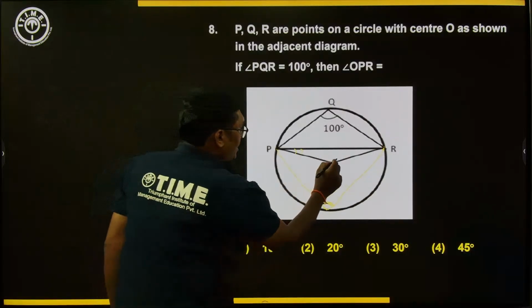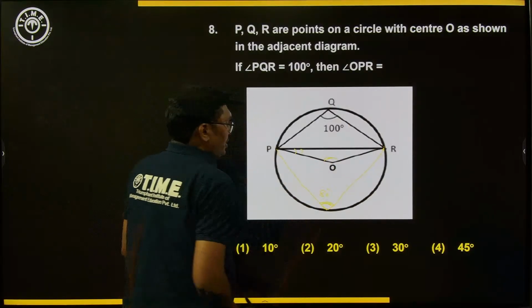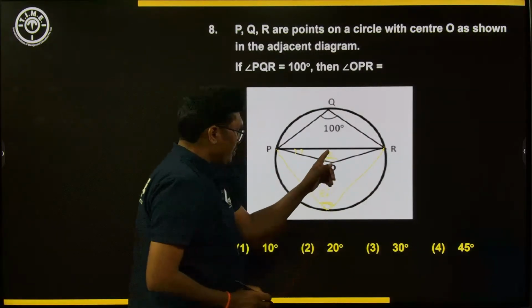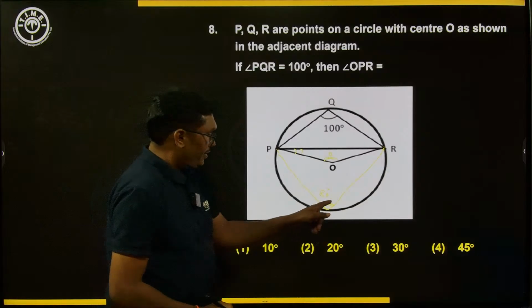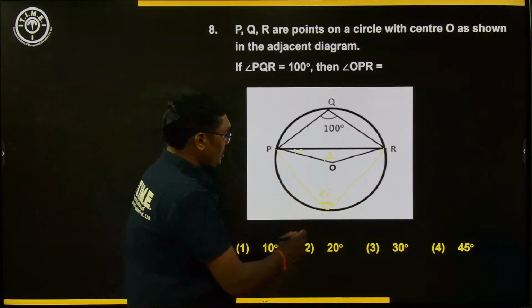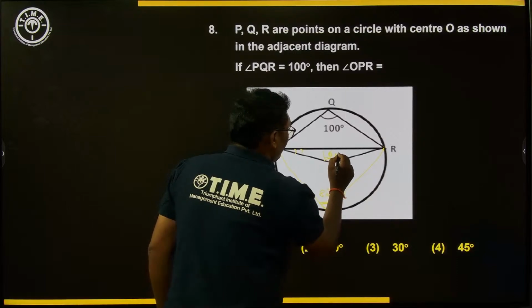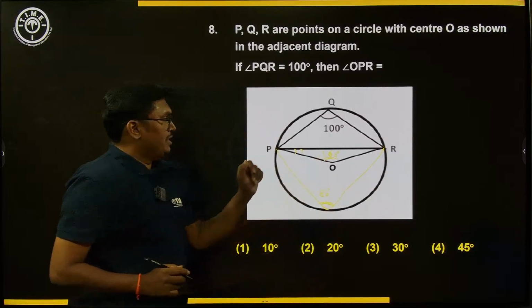So what is the angle at the center? If the angle is theta, the angle at the center should be double that, and the one on the circumference should be theta by 2. That means, if this is 180, this should be 160. Right? So this is 160.